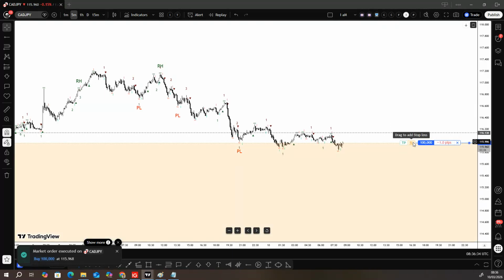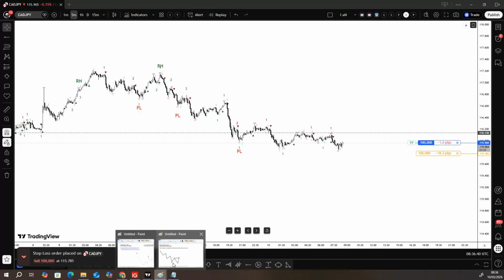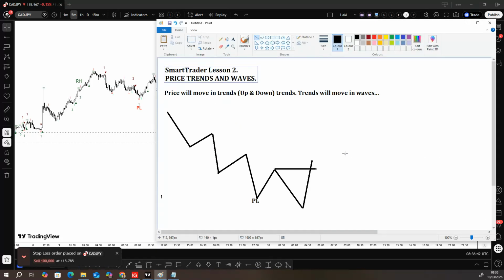Stop will come below here. Okay, let's continue because I'm going to explain what I'm doing there in a bit.